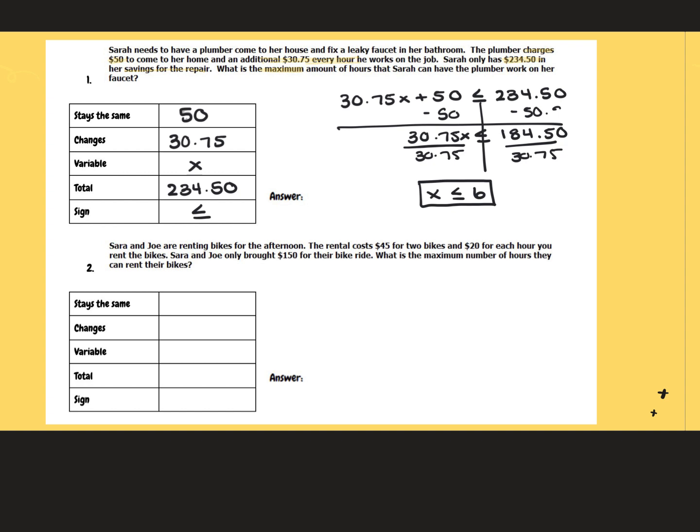All right. So for number 2, Sarah and Joe are renting bikes for the afternoon. The rental cost is $45 for 2 bikes and $20 for each hour you rent the bikes. Sarah and Joe only brought $150 for their bike ride.